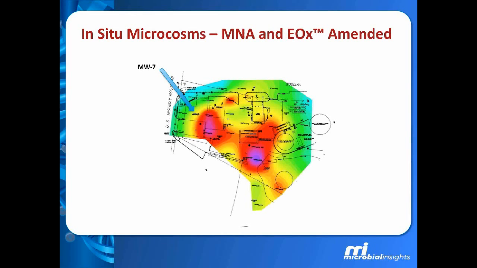So an additional in situ microcosm study was also performed at MW7, and this well is located further up gradient of the main source area. Contaminant concentrations here are lower, as would be expected, and conditions are already mildly aerobic. The question was, is DO really a limiting factor? And if we add oxygen, would that stimulate biodegradation of the remaining contaminants?